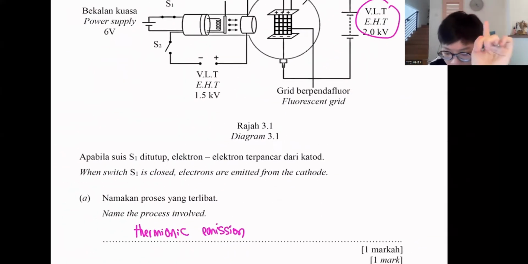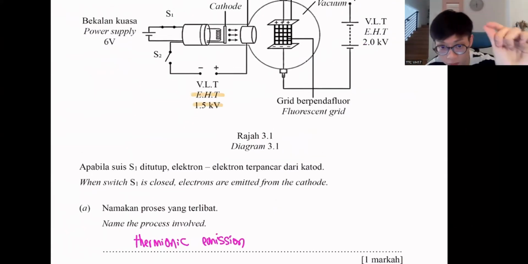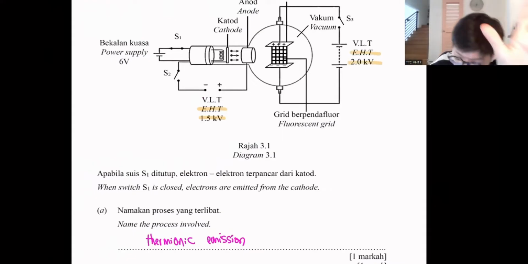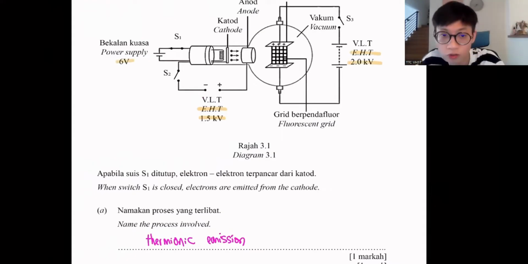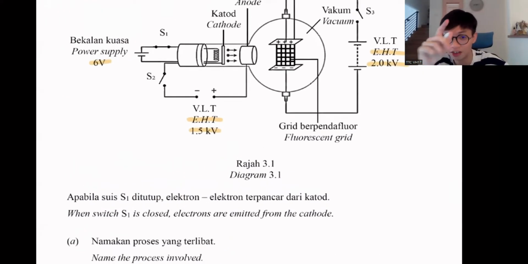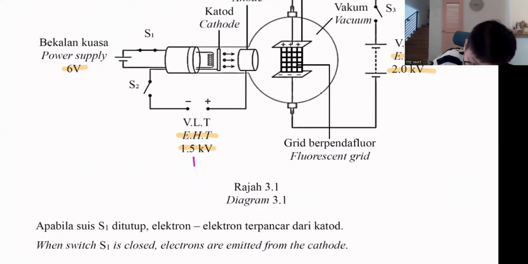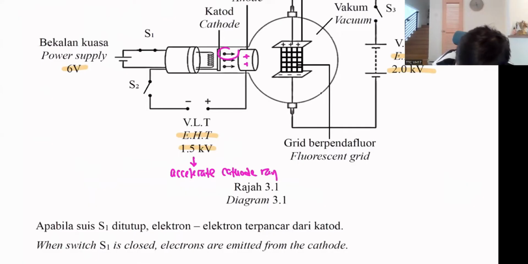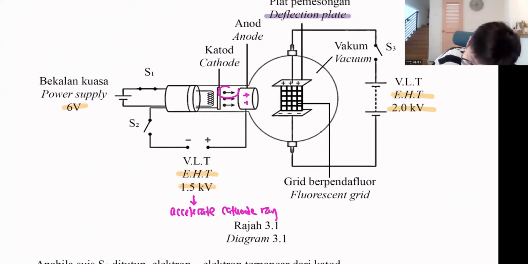Now, do you know the difference in purpose here? You see, here there is extreme high tension, 1.5 kilovolt, here 2 kilovolt, and here 6 volt. Why do you need the 6, the 1.5, and the 2? Usually, the 1.5 is the positive one that will pull your electrons forward, so its purpose is to accelerate your cathode ray toward the anode. The 2 kilovolt is the one that will cause your cathode ray to deflect.